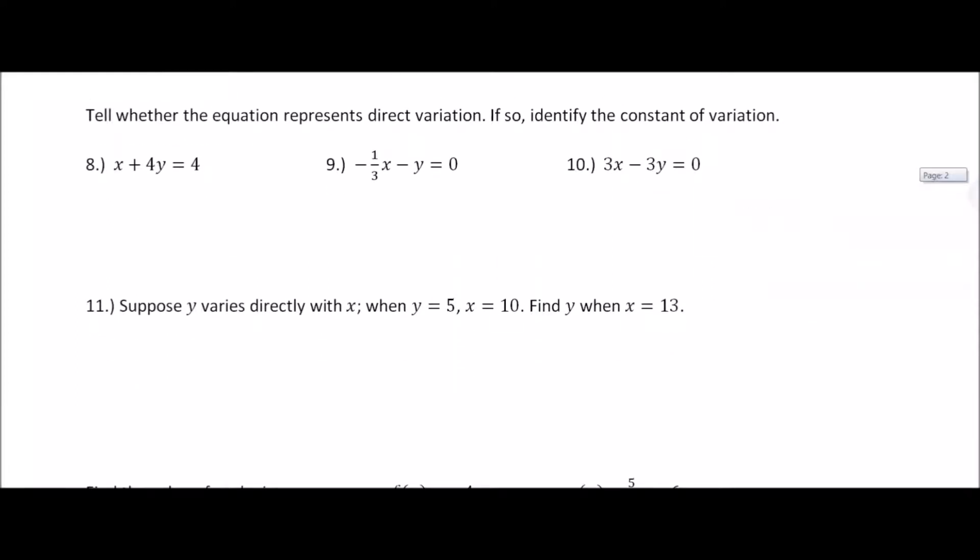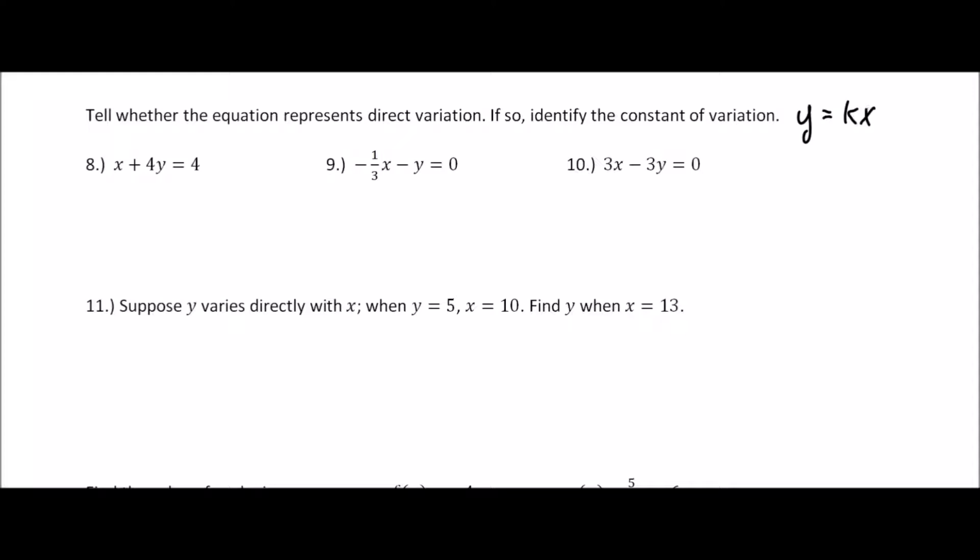The next couple, it says to tell whether each equation represents direct variation. If so, identify the constant of variation. Remember, direct variation is of the form y equals kx. Really, it's the same thing as y equals mx plus b, but the b value is 0. Instead of saying slope, we say the constant of variation. But it's the same thing as what we did in the previous examples.